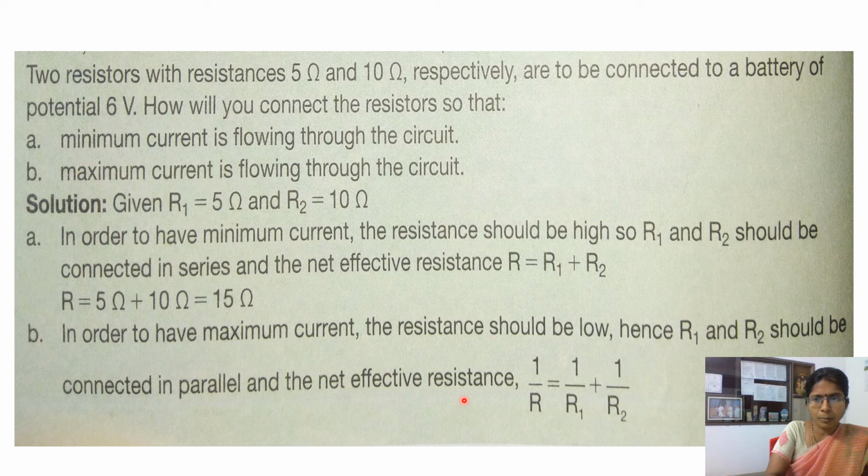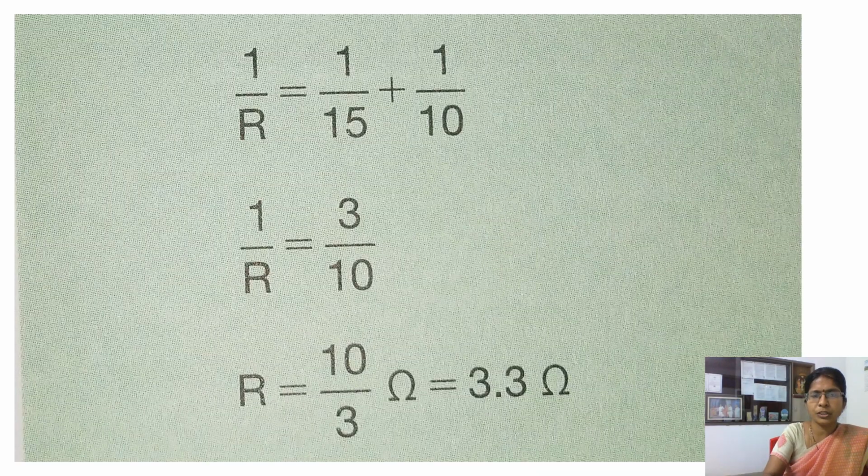And in parallel combination, for equivalent resistance, 1 by R is equal to 1 by R1 plus 1 by R2. Substitute the values of them. That is 1 by R is equal to 1 by 15 plus 1 by 10, and we'll get it is equal to 3 by 10, and equivalent resistance R is equal to 10 by 3. When you divide them, we get it as 3.3 ohms.